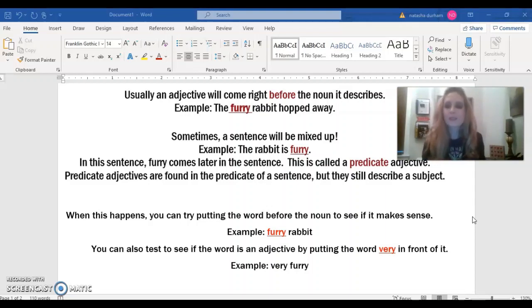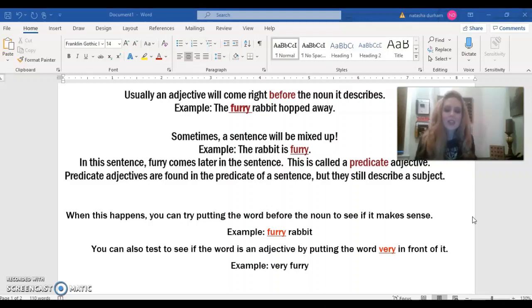All right, so the one test we can try out is we can rearrange the sentence ourselves and put the word we think might be an adjective in front of the noun. So if we did that, we would rearrange the rabbit is furry, move furry in front of rabbit. All right, so that would become the furry rabbit. Does that make sense? Yes, it does.